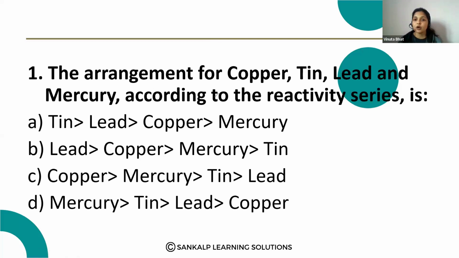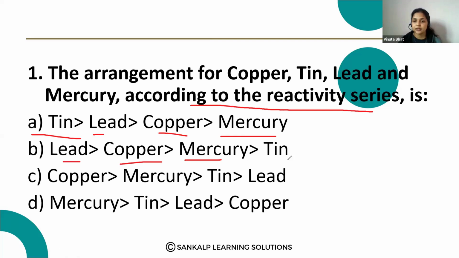The arrangement of copper, tin, lead, and mercury according to the reactivity series. Option A, tin, lead, copper, mercury. Option B, lead, copper, mercury, tin. Option C, copper, mercury, tin, lead. Option D, mercury, tin, lead, copper. Which is the correct answer according to the reactivity series you have to arrange.